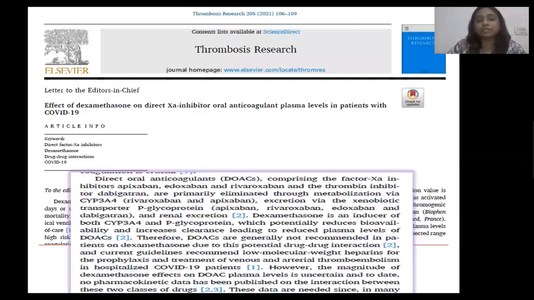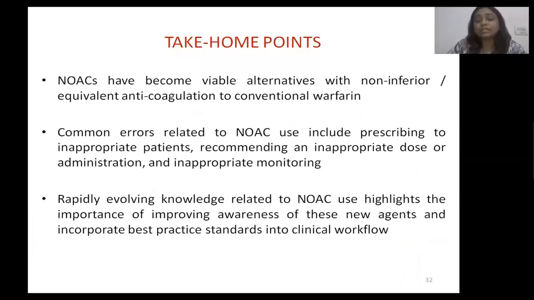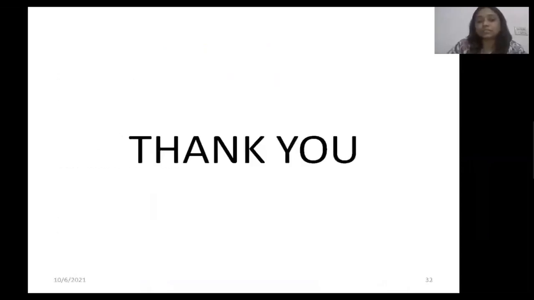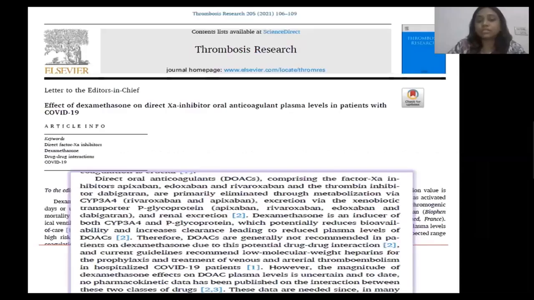Another article published the effect of dexamethasone on direct factor Xa plasma level in patients with COVID-19, which says that dexamethasone being an inducer of both CYP3A4 and P-glycoprotein potentially reduces the bioavailability and increases the clearance, leading to decreased plasma level of NOAC. So these agents are generally not recommended in patients on dexamethasone, and low molecular weight heparin is recommended, though for now it lacks the evidence.